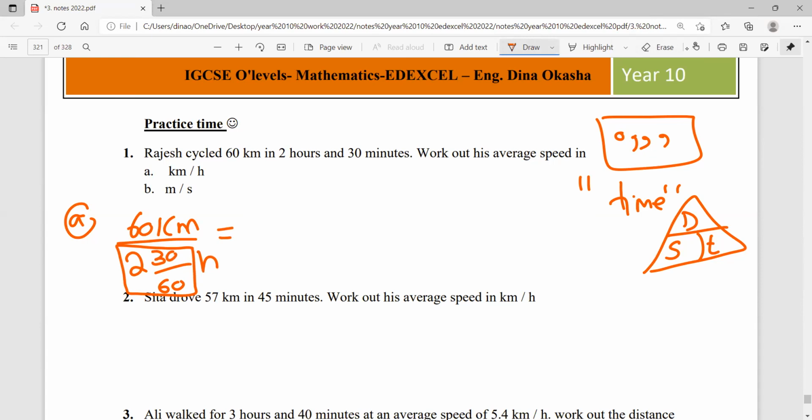اللي هو فوق الفراكشن اهو هعملها دلوقتي على الكالكوليتر 60 over shift fraction عشان تطلع لي mixed number 2 and 30 over 60 هتطلع لي على طول 24. طبعا the unit is kilometer per hour.